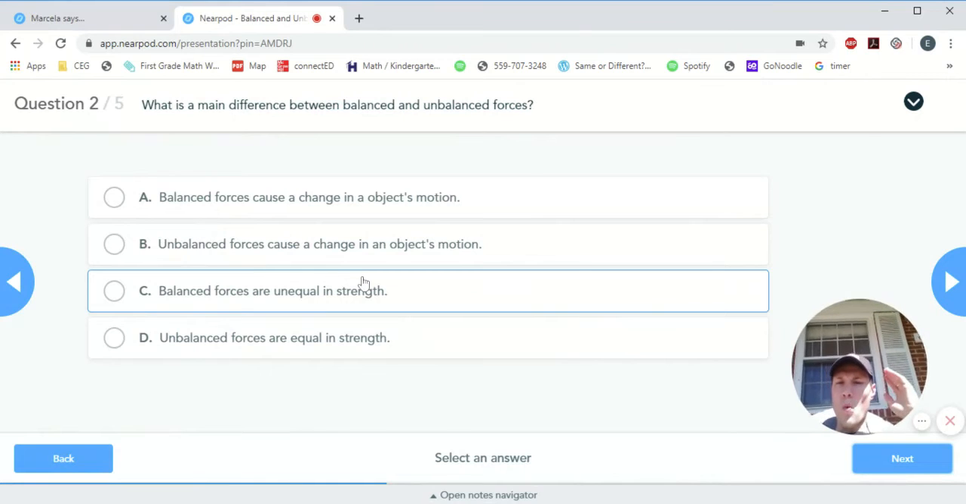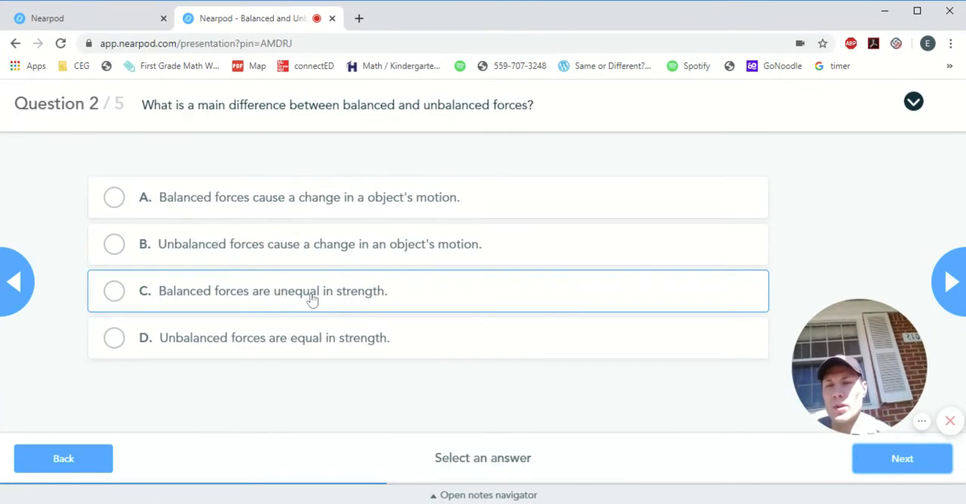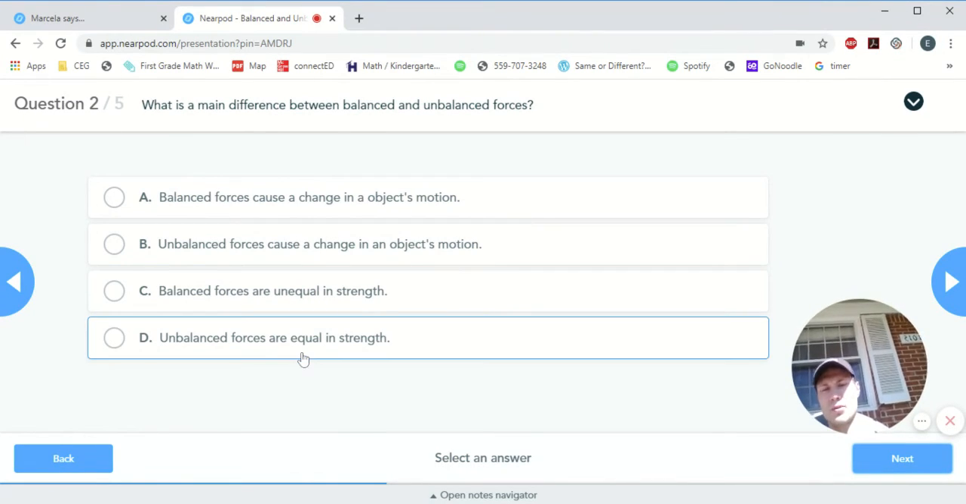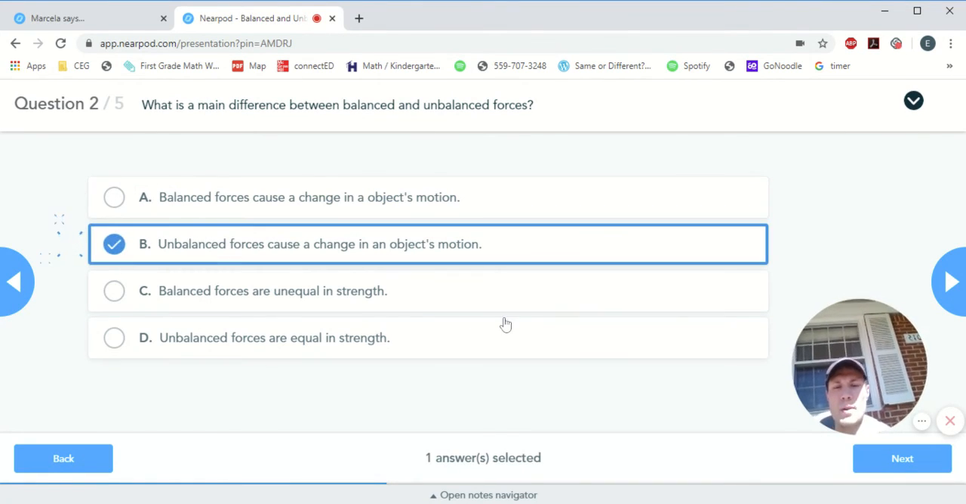Question 2. What is the main difference between balanced and unbalanced forces? So balanced forces cause a change in an object's motion. So if forces are balanced, something's going to change its motion. Is that true? Unbalanced forces can cause a change in an object's motion. Well, that's true. But let's see if there's another answer better. Balanced forces are unequal in strength. So their forces are not equal. Unbalanced forces are equal in strength. That's not true. So both of those are wrong. So our best answer is B. Way to talk it through, Mr. Crone.